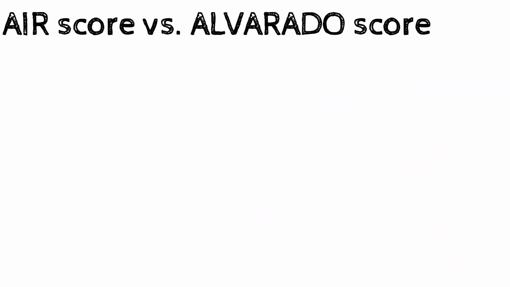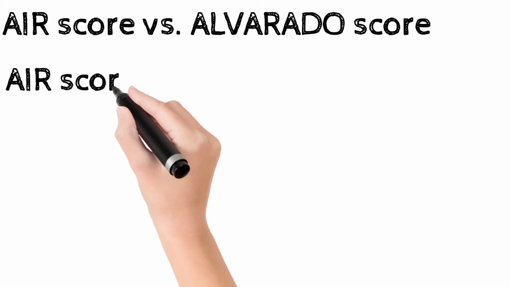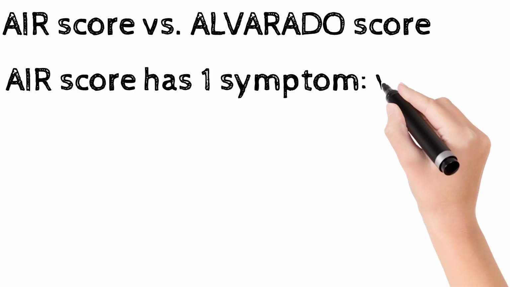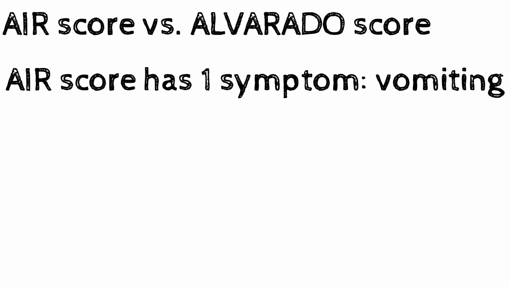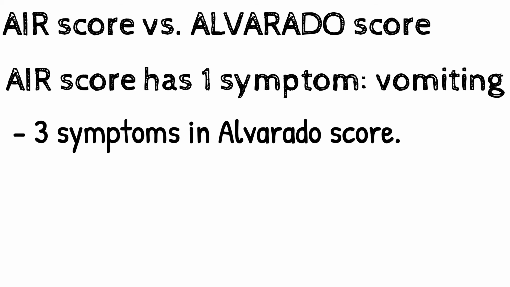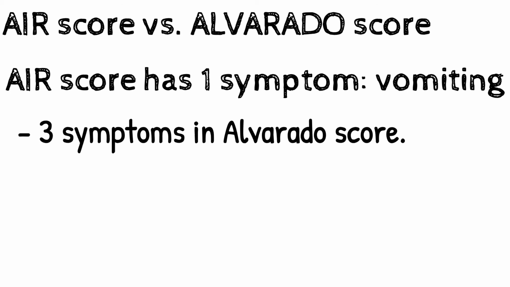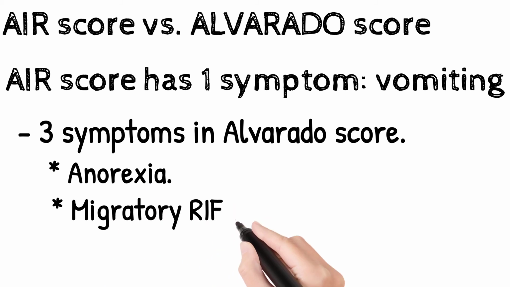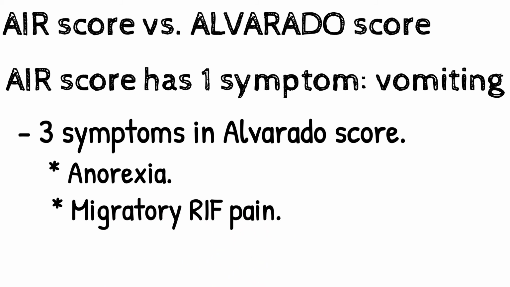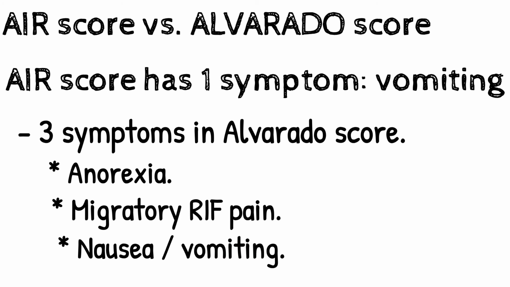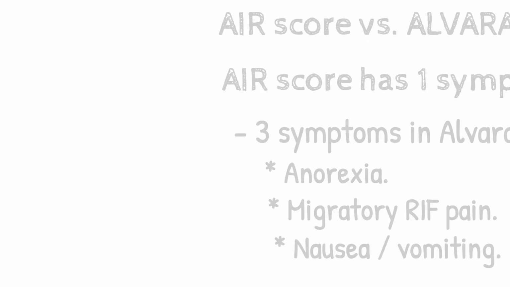So now let us compare the AIR score to the Alvarado score. The Appendicitis Inflammatory Response score, in contrast to the Alvarado score, has only got one symptom, which is vomiting. You call to mind that the Alvarado score had three symptoms, which were migratory right iliac fossa pain, anorexia, and nausea or vomiting. So, to reiterate, the AIR score has only got one symptom, in contrast to the Alvarado score, which has three symptoms that are here listed.